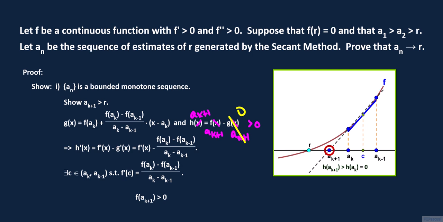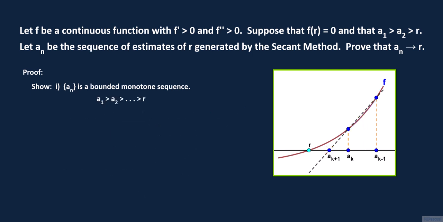But if f of a sub k plus 1 is greater than 0, and if f of r equals 0, a sub k plus 1 must be greater than r if f is strictly increasing. This completes the induction part.